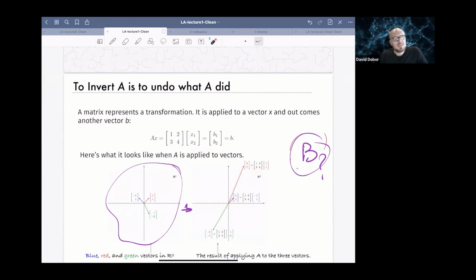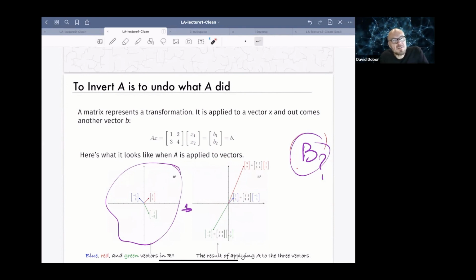So for example, if I applied B to the blue vector, would I get the original blue vector in the original space back? If I find such a B that takes every vector here to their original vector, then we'll call that an inverse. This is a very loose way of putting what an inverse is. It's an undo operation.